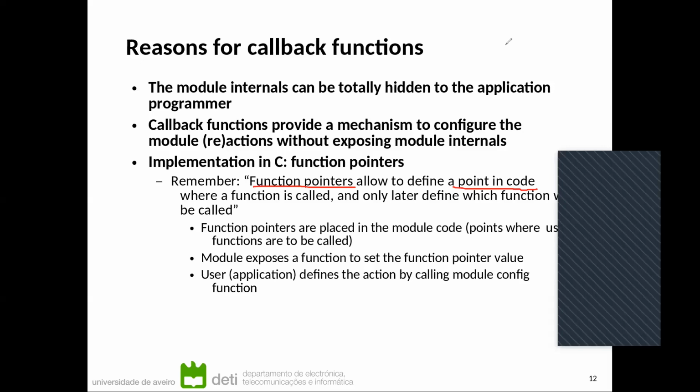And so that is done by placing a function pointer in the place where I want to call the user function, and creating an interface function in the public section of the model to set that value. And then what the user application needs to do is to call an initialization or configuration function to set the required variables.